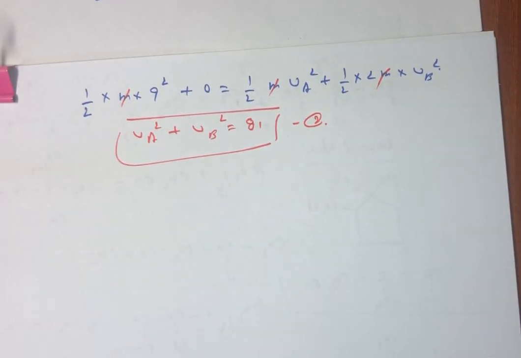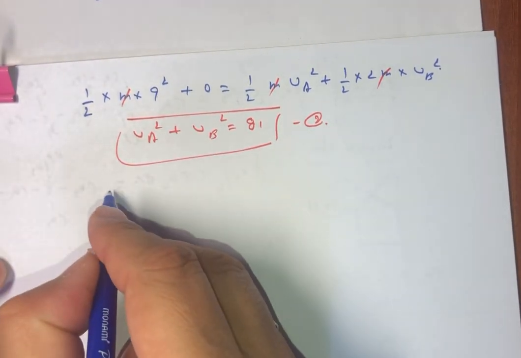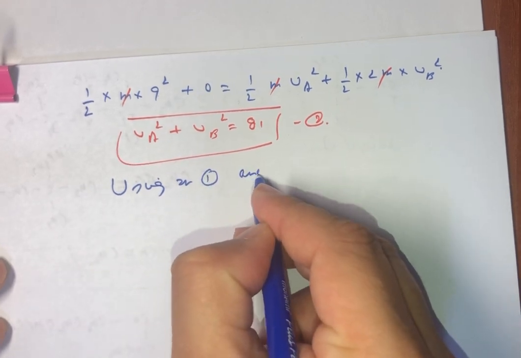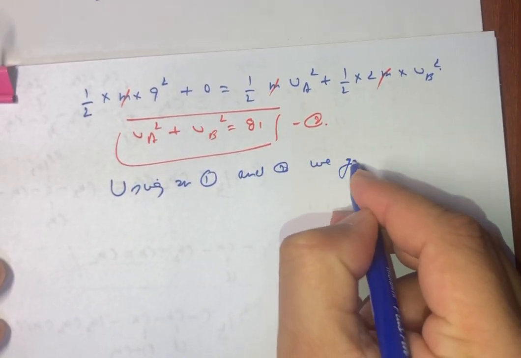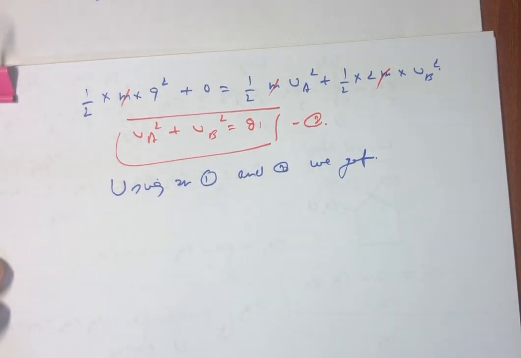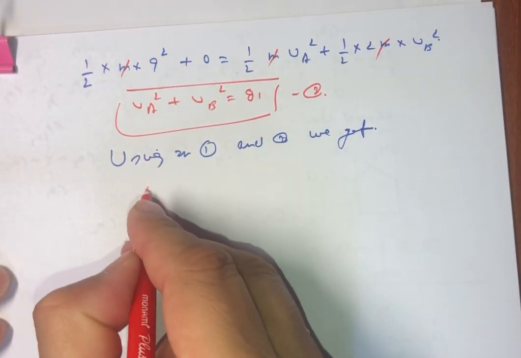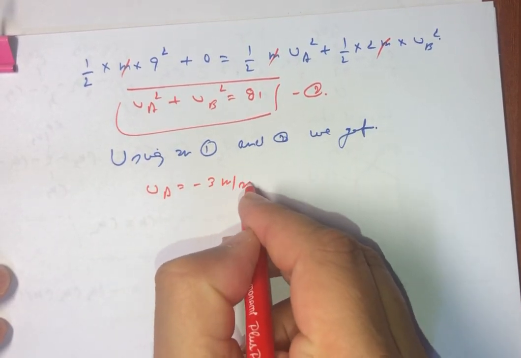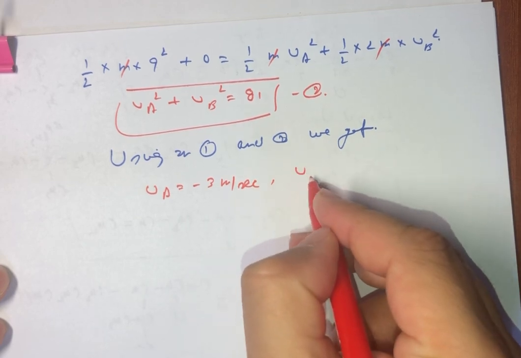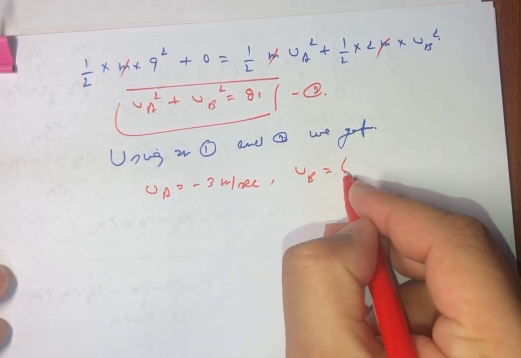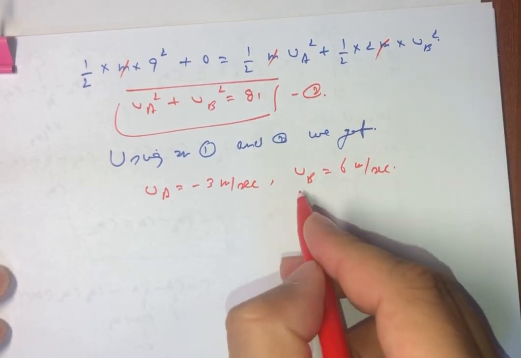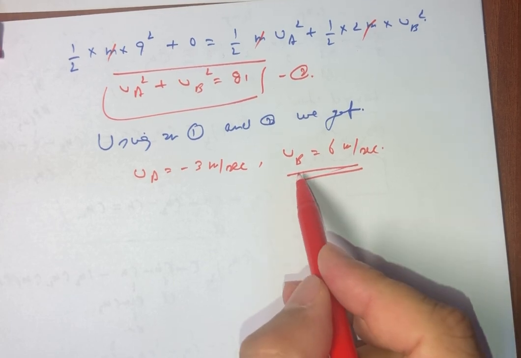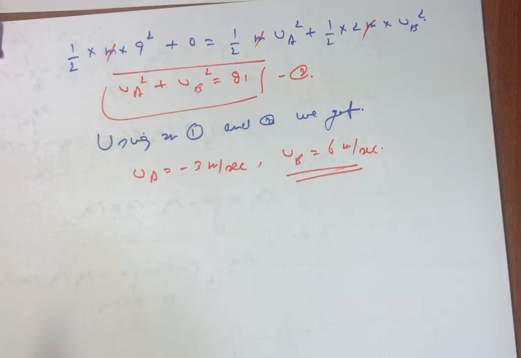So we solve equations 1 and 2. We get VA as minus 3 meters per second and VB as 6 meters per second. We are interested only in the velocity of B, because block B is now going to strike block C.